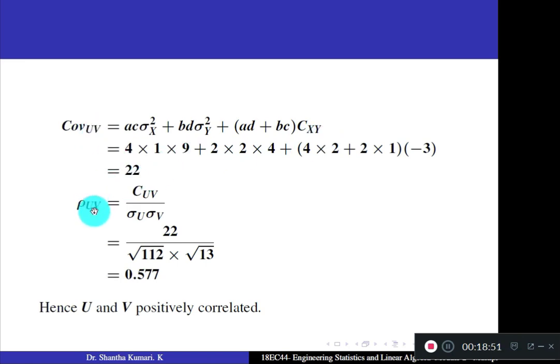Substitute. And finally, coefficient of correlation is given by covariance of UV divided by sigma u into sigma v. So it is same as previous problem. You are getting the answer as 0.577. Positive answer, so they are positively correlated. So since it is same as previous problem, I am not explaining much here.